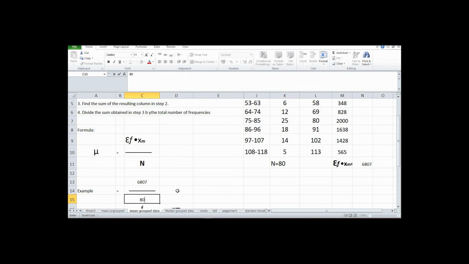6,807 divided by 80, we can use the Excel. Divided by 80, the answer is 85.0875. You have an option to use this 4 decimal point, but make sure that you will be consistent throughout your computation. If you wish, you can also have 2 decimal points. So it's up to you.